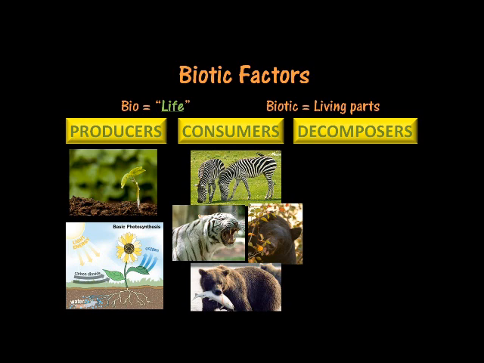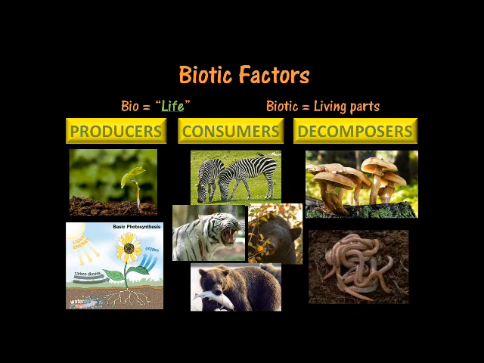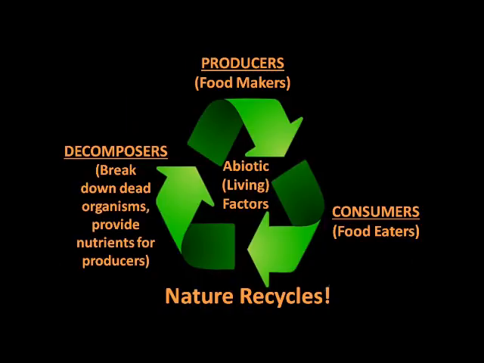Finally, there are decomposers. Decomposers get their energy by breaking down dead organisms. This acts like nature's recycling. The plants make the food, the animals eat the plants or eat the food, and the decomposers break down the dead organisms. Decomposers return nutrients that plants need to survive, thus starting the cycle all over again.